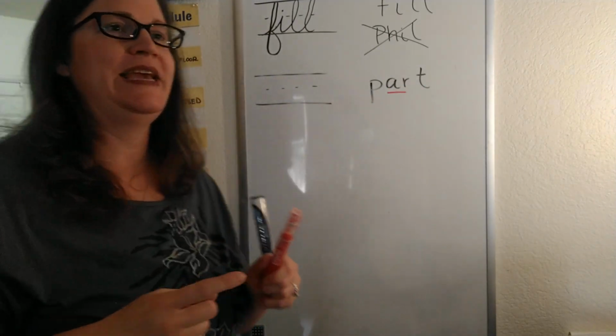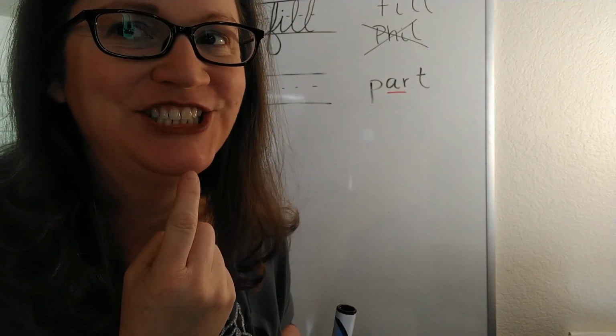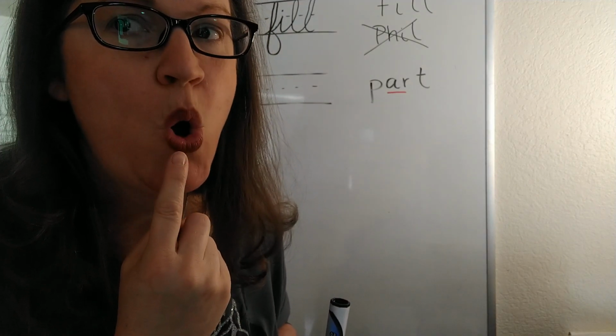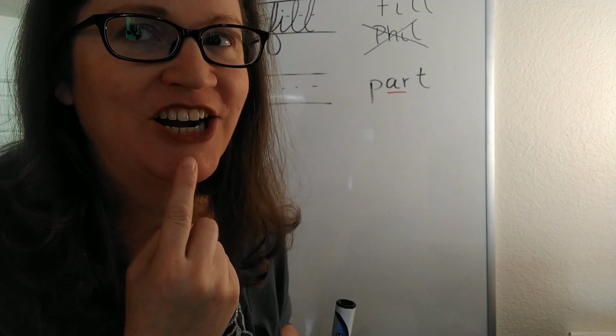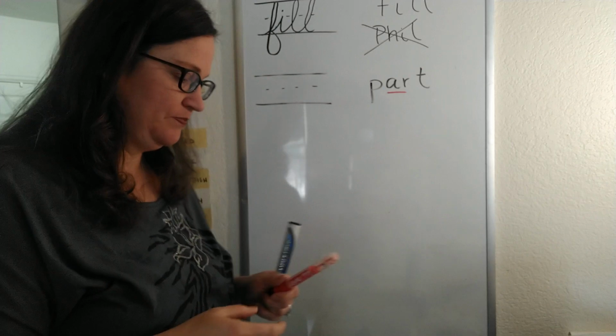Now remember when you're saying this, when it's R, see my tongue back there? R. It's not or, it's R. See that, my tongue? R. Way back there. Part.